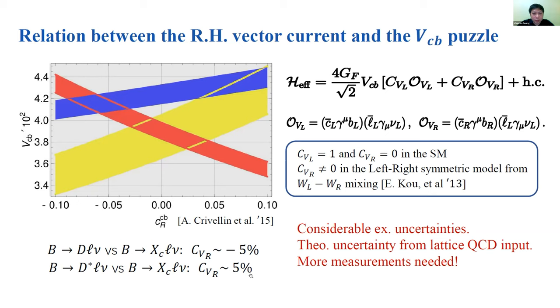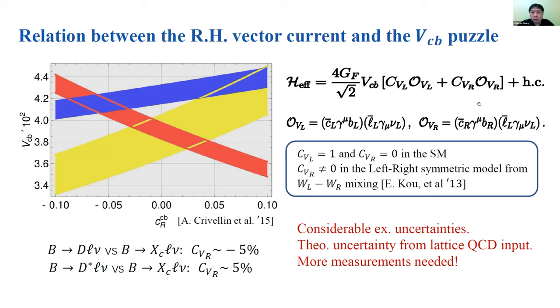Therefore, at the present stage, the right-handed vector current can only simultaneously explain two processes of the three. But remember, all these measurements have considerable uncertainties, and there is also theoretical uncertainty from lattice QCD input. So the situation could change once we have updates of these measurements and of the lattice QCD. Therefore, definitely we need more measurements.